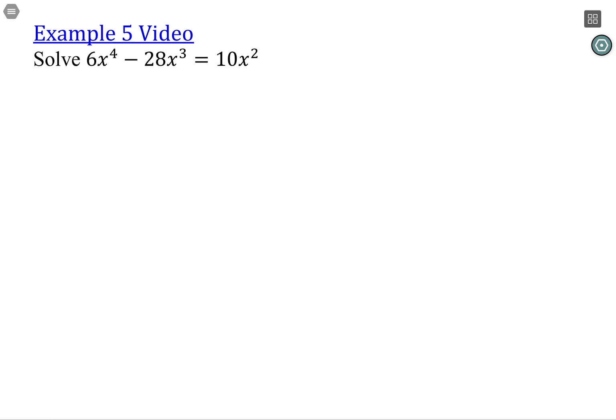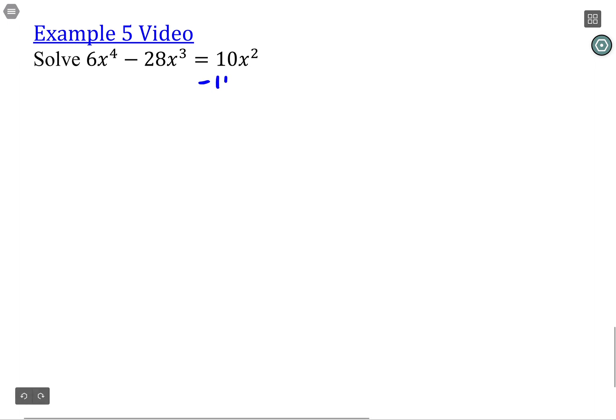And last but not least, this one looks really nasty, but does not actually end up being that bad. So I'm going to go ahead and start off by setting this thing equal to 0. You might feel totally like, I don't even know how to approach this. I'm just going to say we're in the factoring section. So let's go ahead and set it equal to 0 and see if we can get it factored.